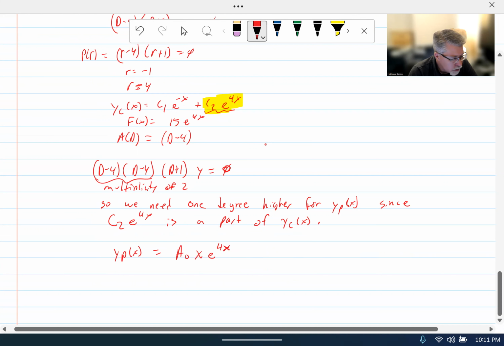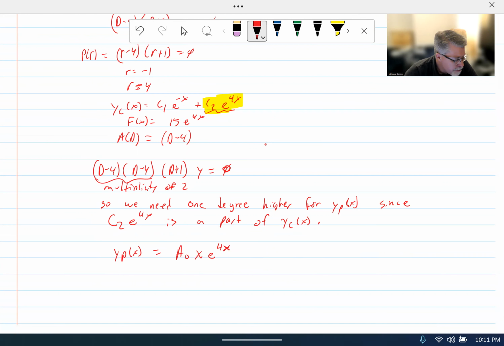So we need multiplicity two. It's already part of the complementary function, so we need to raise it one power higher, which is going to give me A_0 x e^(4x).